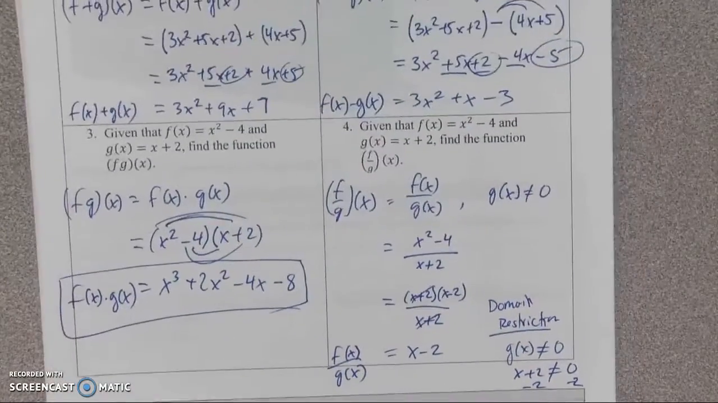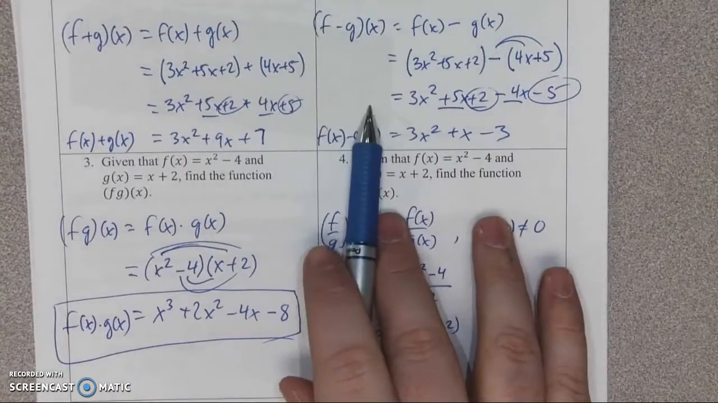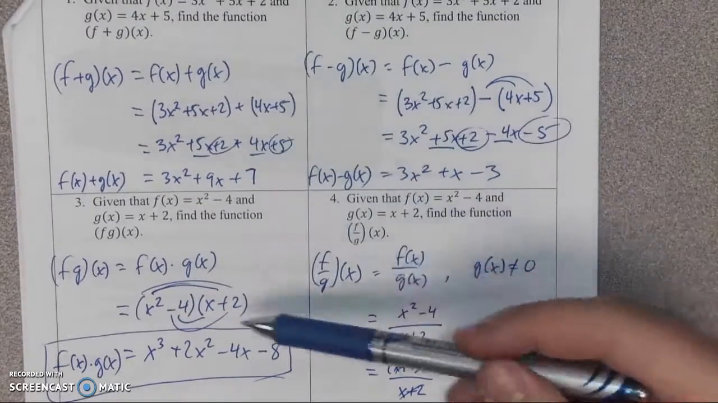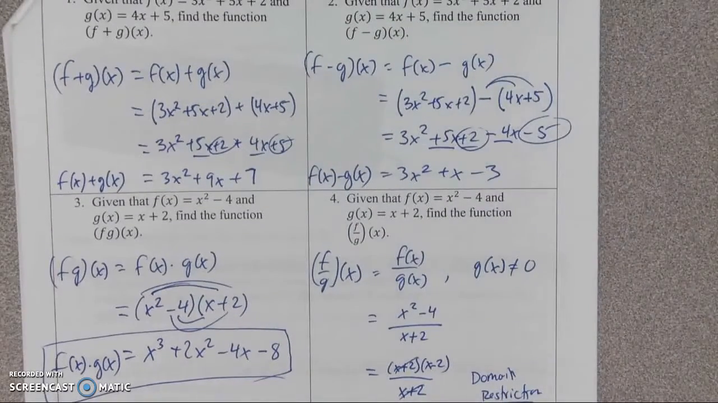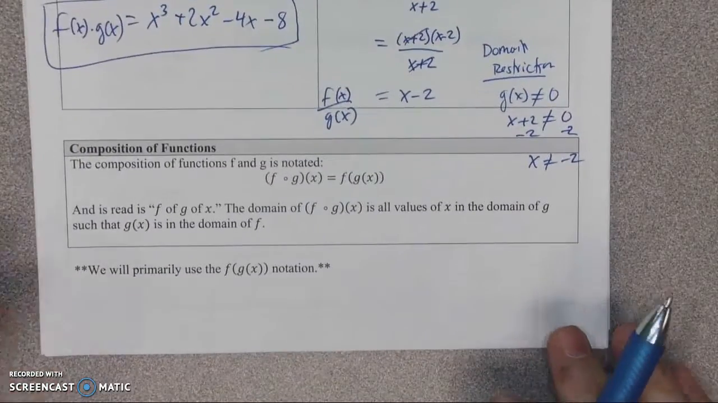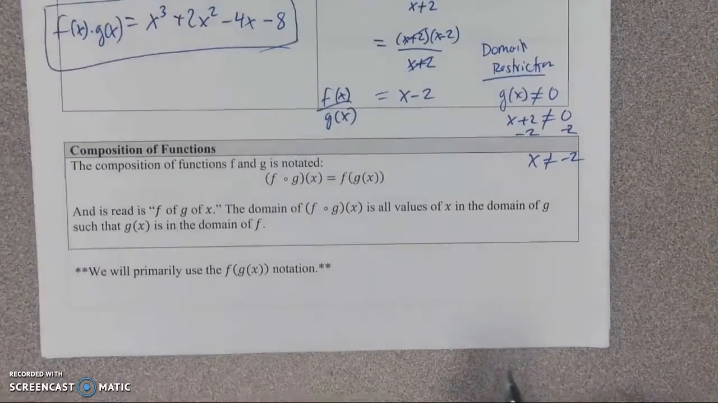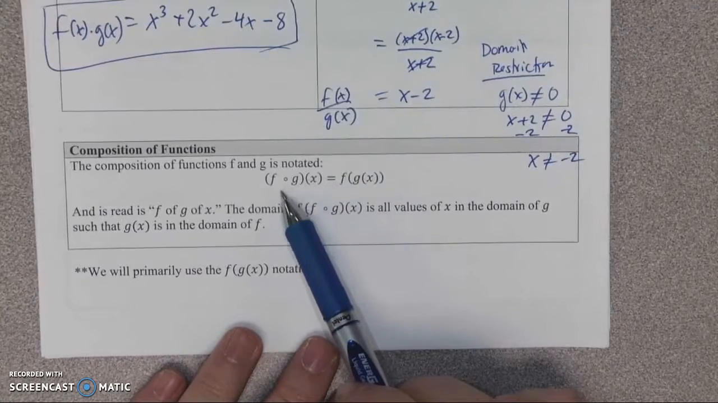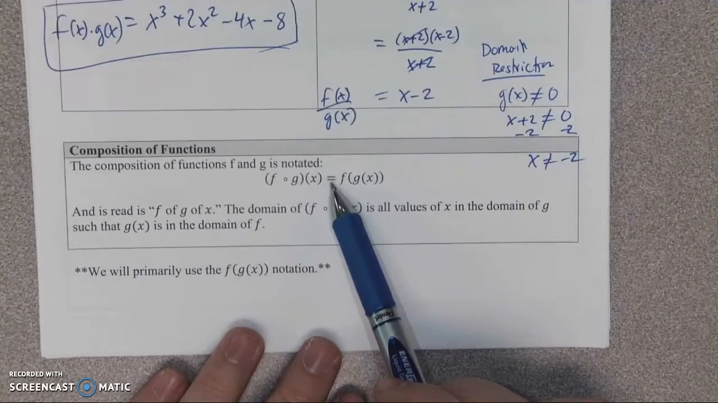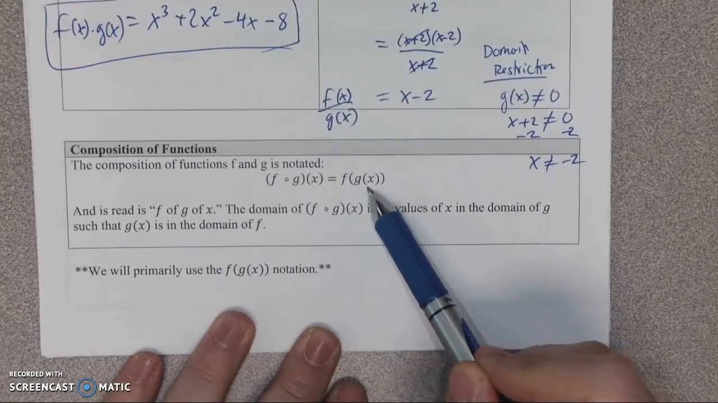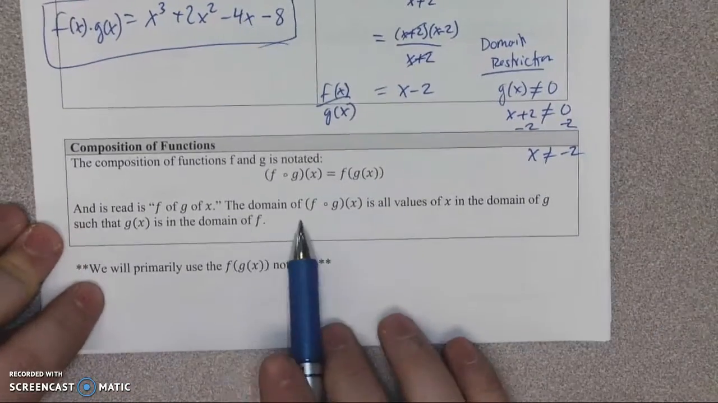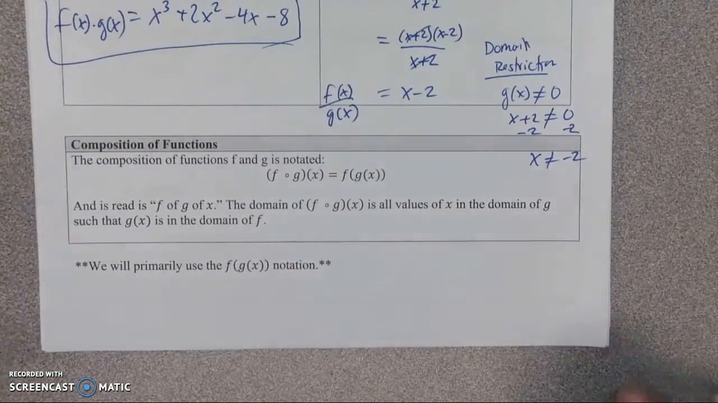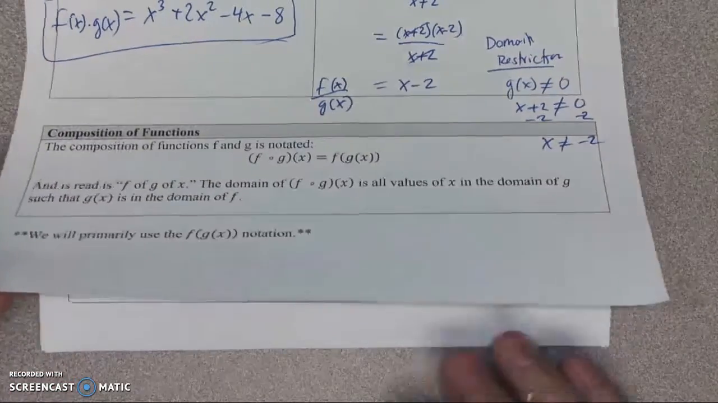So all of these first 4 examples were really review. The first 2 really from Algebra 1, and even 3 is from Algebra 1. But we've seen all of these examples before in some way, shape, or form. The newest one is this idea of the composition of functions. The composition of functions is notated as such, and it's read as f of g of x. We're going to use this second notation the most often. So this is just that the domain of f of g of x is all the values of x in the domain of g, such that g of x is in the domain of f. So let's look at that with an example.